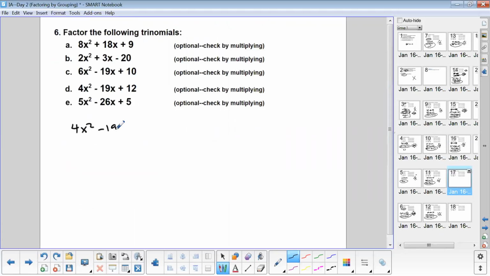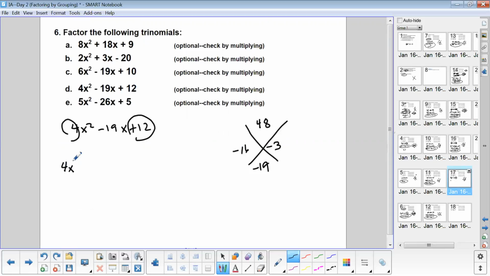4x squared minus 19x plus 20. 4 will not divide all terms, so we say A times C, which is 48. And it's got to add to give me negative 19. So what are two numbers that multiply to give me 48, add to give me negative 19 would be 16 and 3. And they would both be negative. So rewrite the first term, 4x squared. And then fill in, these two are replacing negative 19x, negative 16x, plus negative 3x, plus the last term, 12.